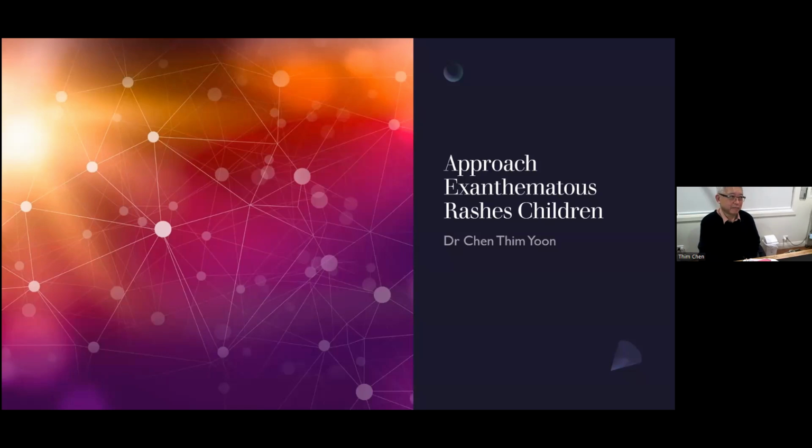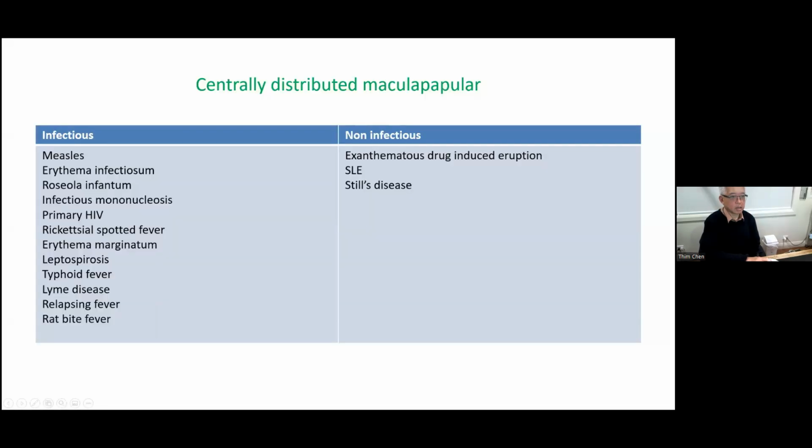So today's talk is on the approach to exanthematous rash in children. My approach, but if you look at a lot of the next few slides, these are slides that we normally just copy from another author. He likes to describe the distribution, like the type of rash and where it is distributed, and he comes up with illnesses that are non-infectious and infectious. That's how he describes it.